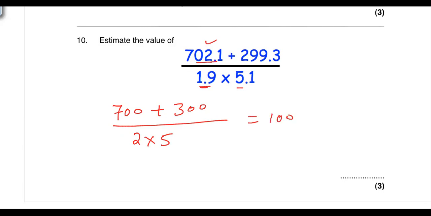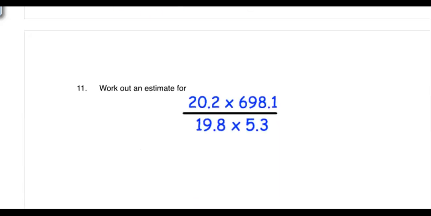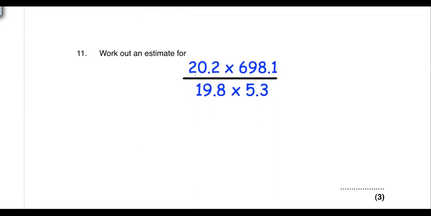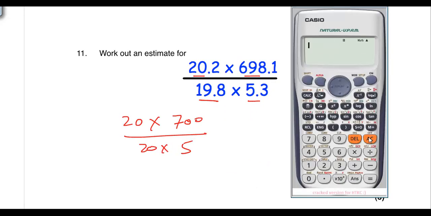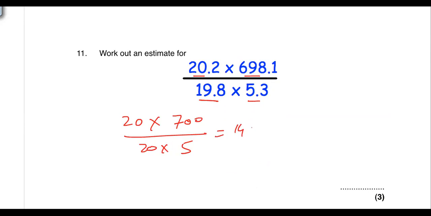So we estimated this value. In the same way, if I have to estimate this one, rounding to one significant figure, 700 over rounding to one significant figure 20 times rounding to one significant figure 5. I'm going quick because we did already, just for the sake of your checking. So 700 over 20 times 5, we'll get 140. So the answer is 140.